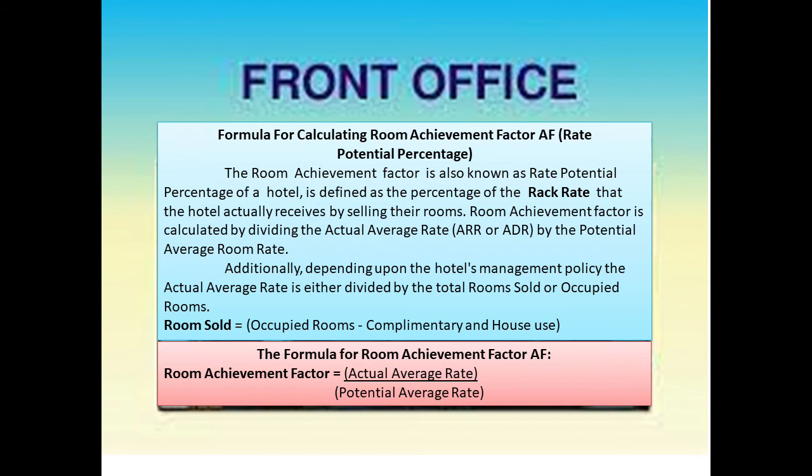Additionally, depending upon the hotel's management policy, the actual average rate is either divided by the total rooms sold or occupied rooms. Rooms sold is equal to occupied rooms minus complementary and house use. The formula for room achievement factor, or AF, is equal to actual average rate over the potential average rate.